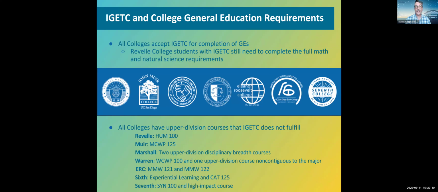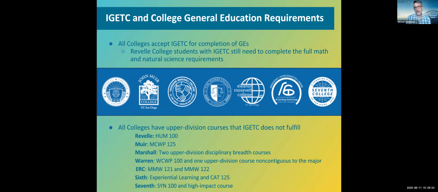All colleges will accept IGETC. A full IGETC implies that all of your lower division general education is complete. But Janine, in a few minutes, will clarify that students coming to Revelle College will have some additional lower division GEs to complete, even with a full IGETC. A full IGETC only addresses lower division general education requirements. It does not satisfy a college's upper division general education requirements.